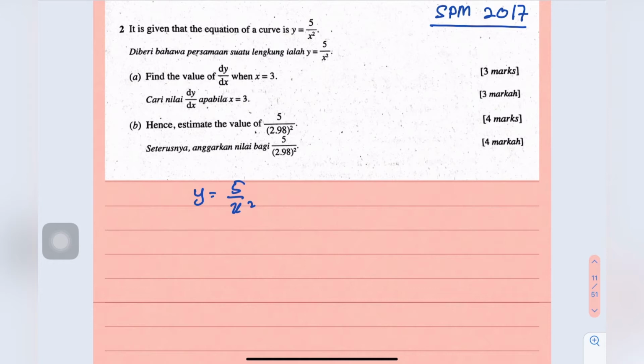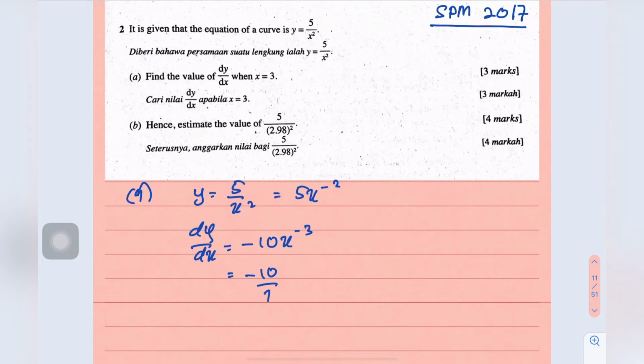Okay, so to find dy dx, we cannot directly differentiate here, so we have to move up first. So then we find dy dx equals to negative 10 x power of negative 2 reduced by 1 minus 1. So negative 2 minus 1, negative 3. So this one is negative 10 over x cube. Okay, given x equals to 3, so we substitute negative 10 over 3 cube, which is negative 10 over 27. So this is the value of dy dx when x equals to 3.